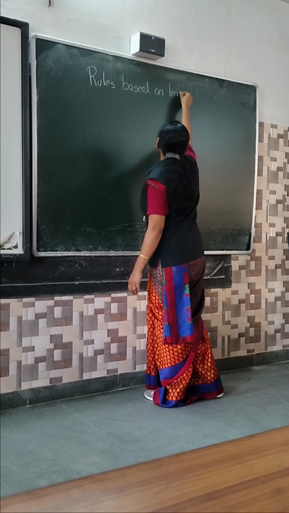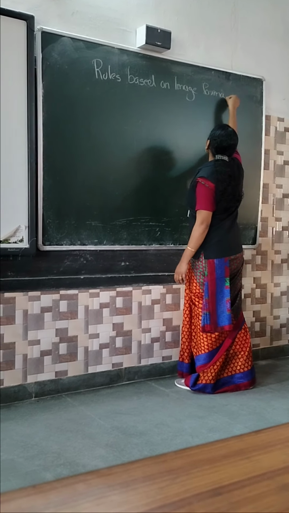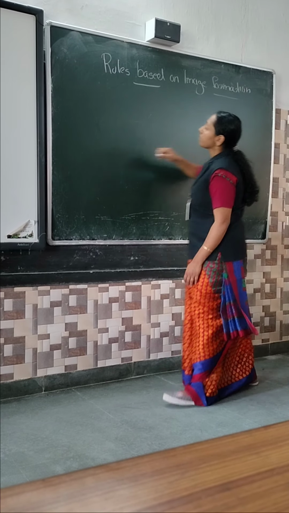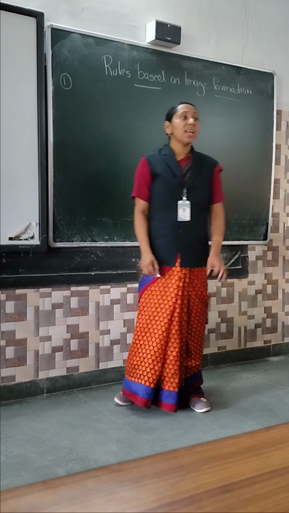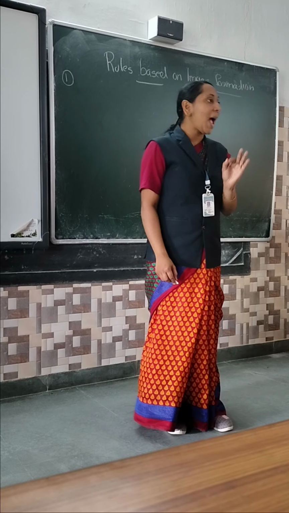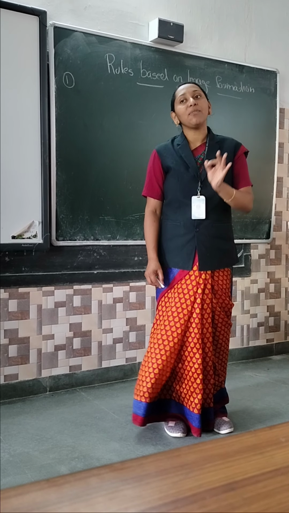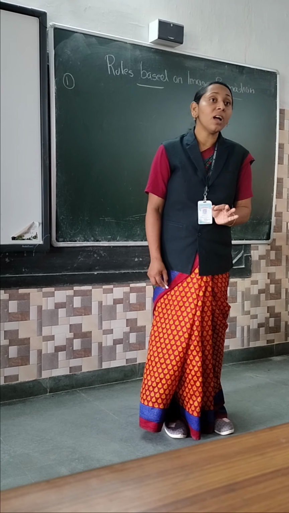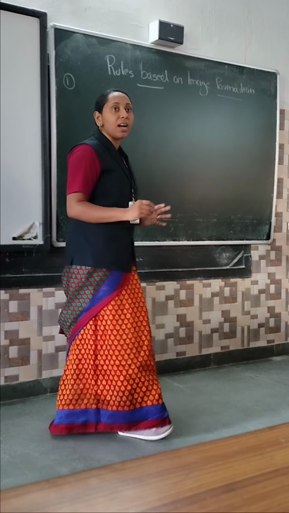Rules based on image formation. Rule number one. The rule states that when an incident ray is parallel to the principal axis, after refraction the refracted ray passes through the focus. That is the rule. Clear, everyone? So we should listen here to how to draw it.